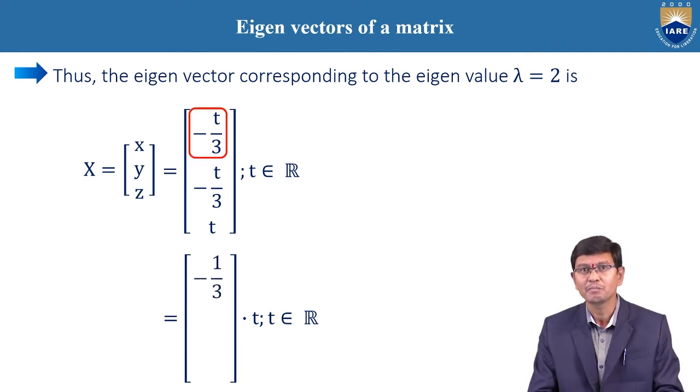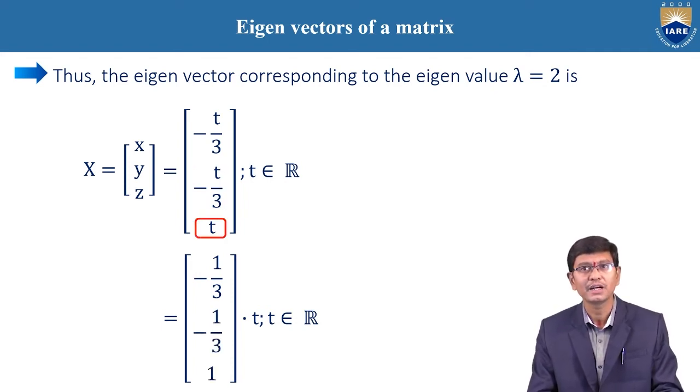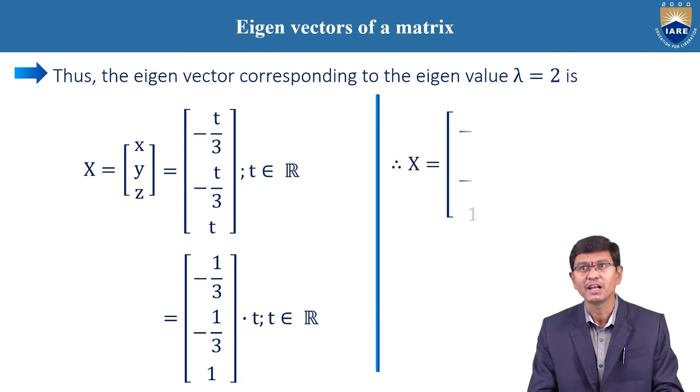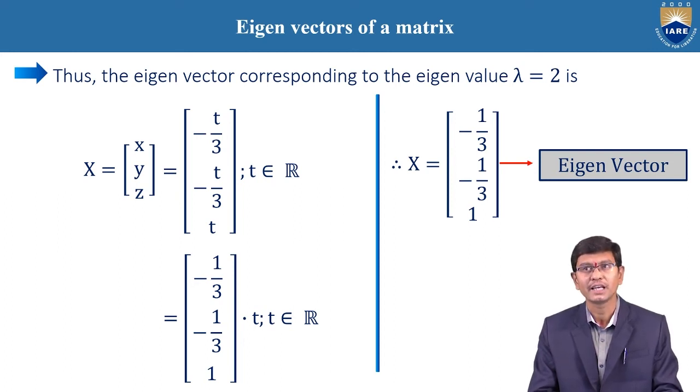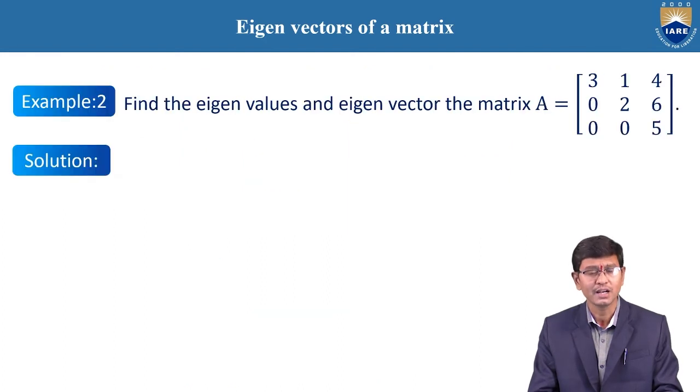For example, by considering t equal to 1, the first value is minus 1 by 3, the second value is also minus 1 by 3, and the third value is 1. Therefore, the final conclusion is that for the eigenvalue lambda equal to 2, the corresponding eigenvector x is equal to minus 1 by 3, minus 1 by 3, 1.